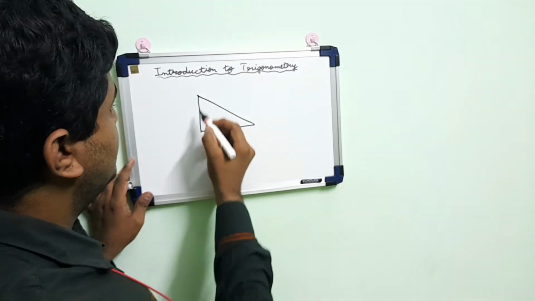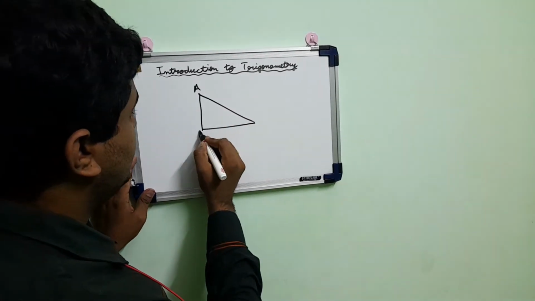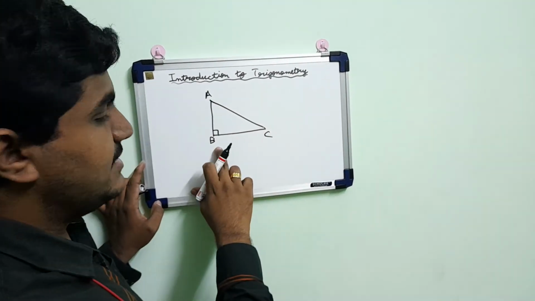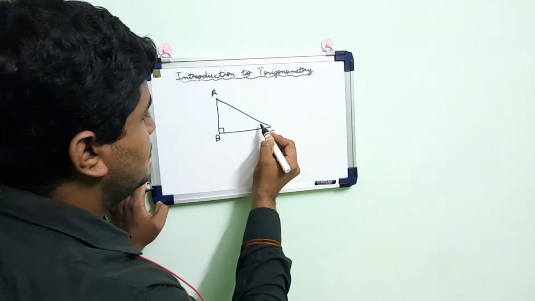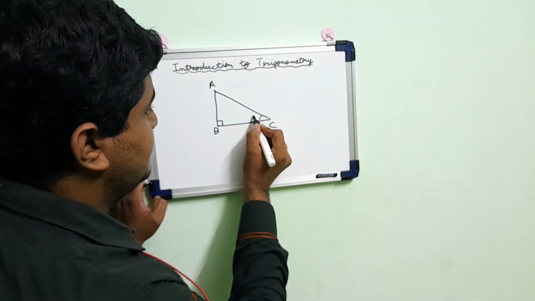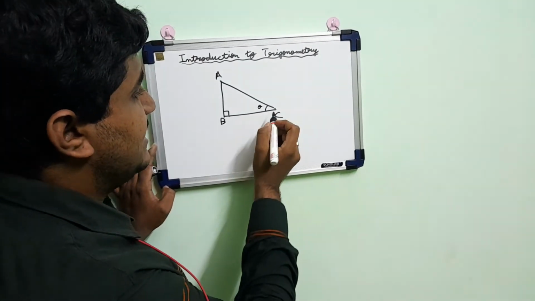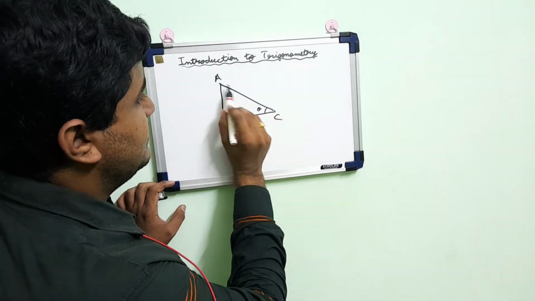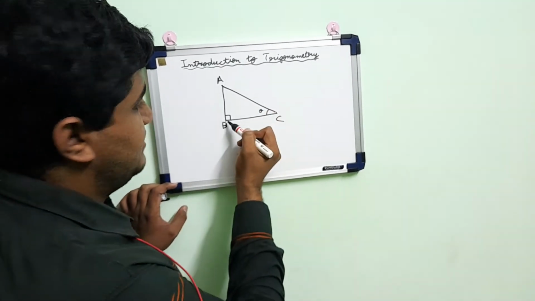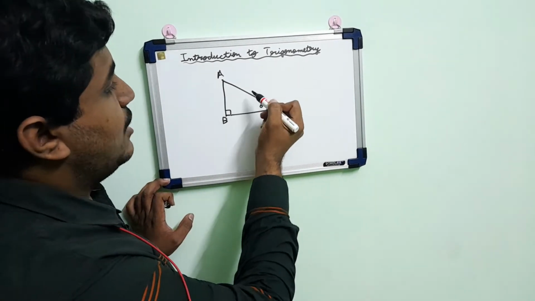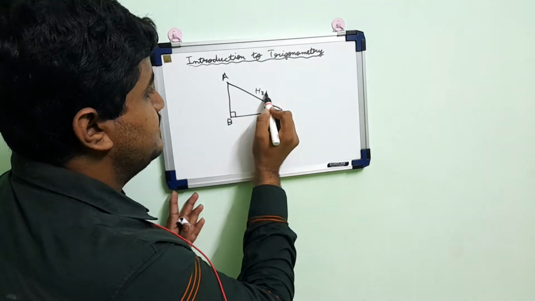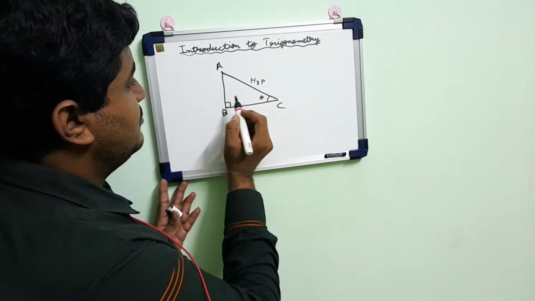Now let me construct a right angle triangle of sides A, B and C, which is right angled at B. Now we will take another angle at C, which we name as theta. Now if angle C is theta and angle B is 90 degrees, the largest side is always the side opposite to the 90 degree angle, which in this case is AC, known as the hypotenuse, the largest side of a right angle triangle.